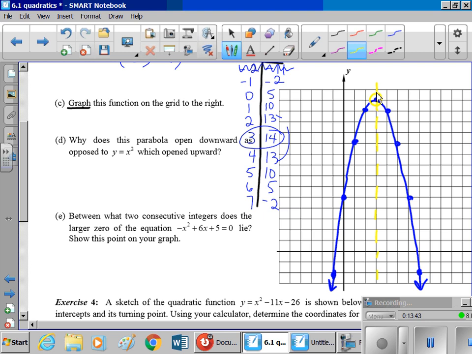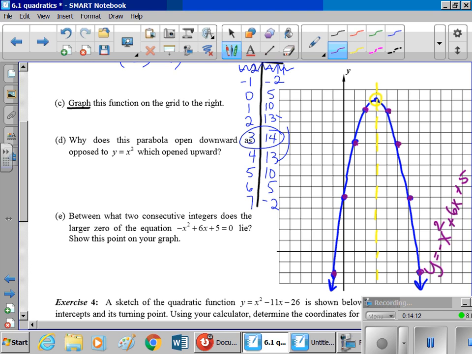And if you notice, and if you did it properly, you should have a point here, 2 away here, 2 away here, 3 away here, 3 away here, 4 away here, 4 away here. So you should see, so please pay attention. Make sure that you're doing a nice job with your graphing. Always give it a label. Y equals negative x squared plus 6x plus 5.